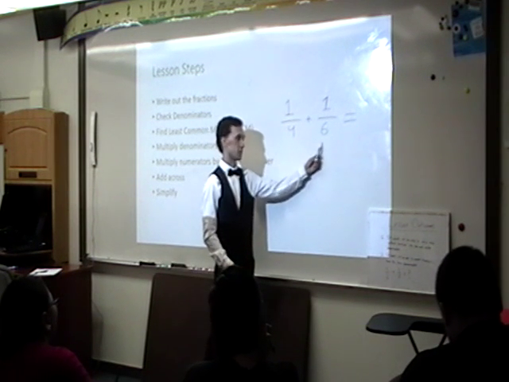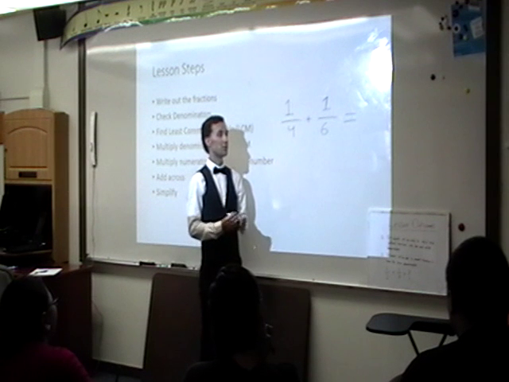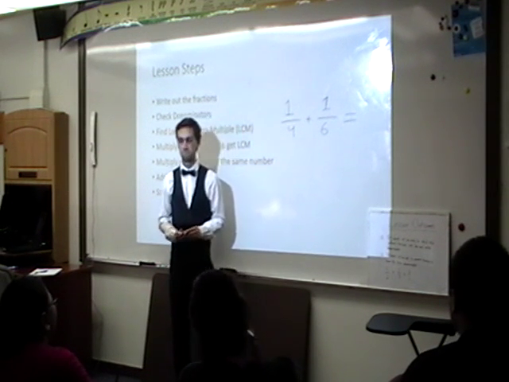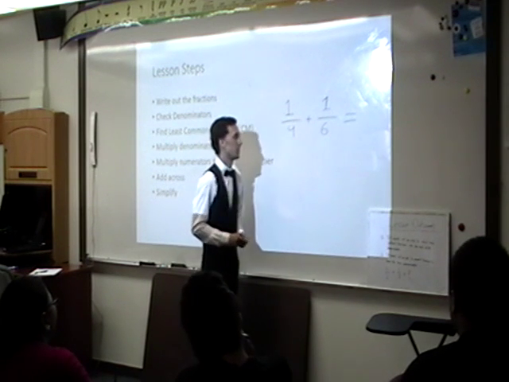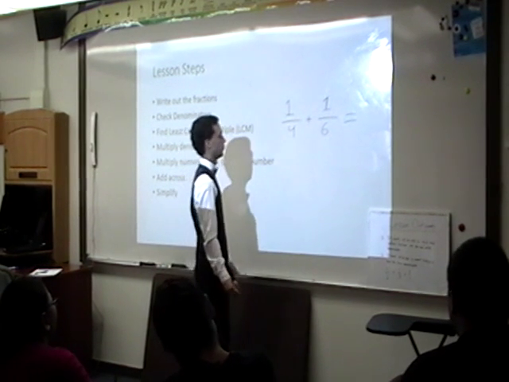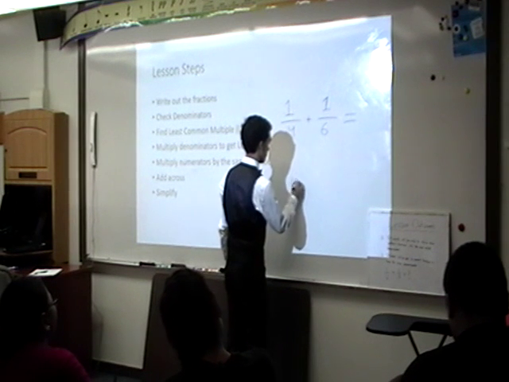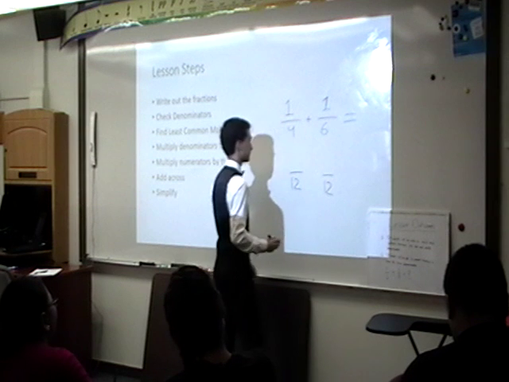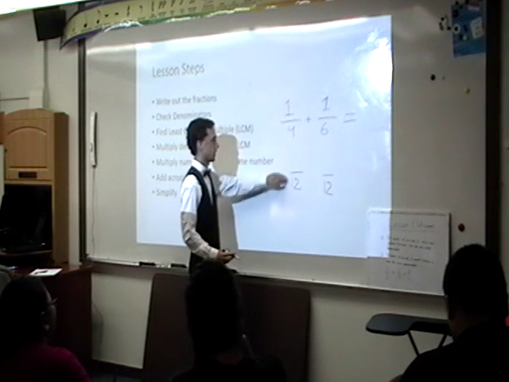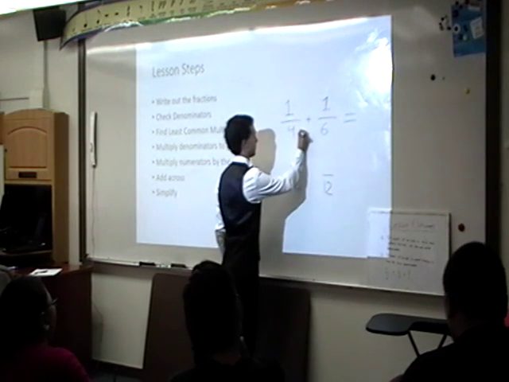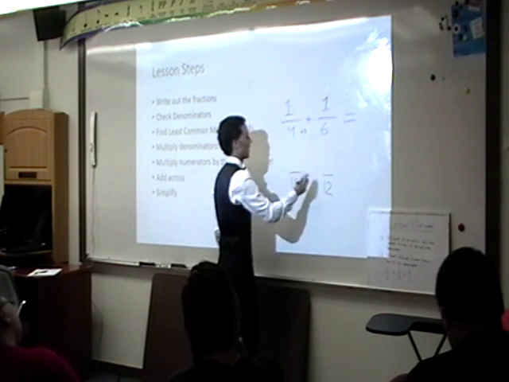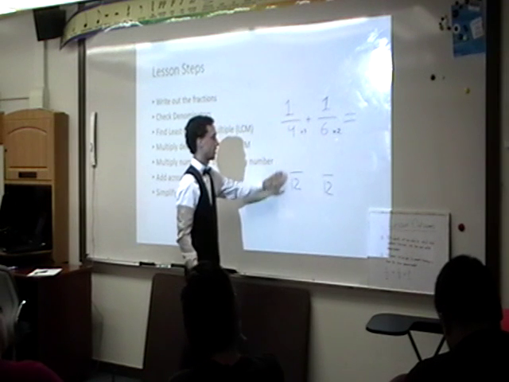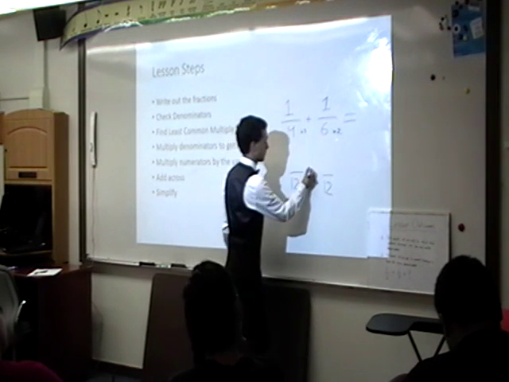So 4 times 6 is 24. Can anyone think of a smaller number that both of these numbers can go into? 12. Yes. So if we have the number 12, we take it down here. So if we take 12 and divide it by 4, we get 3. So 4 times 3 is 12. And 6 times 2 is 12. And so now we have our matching denominators on the bottom.